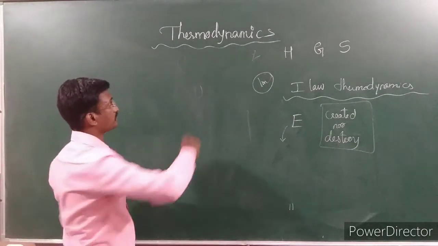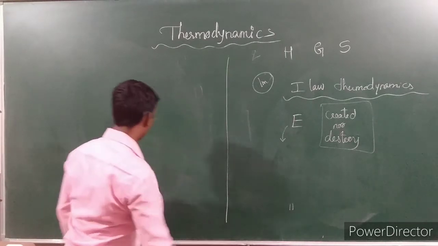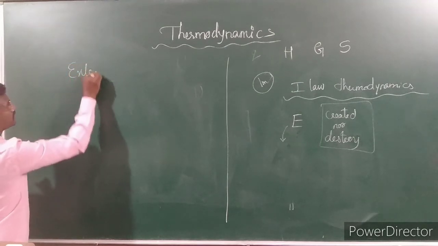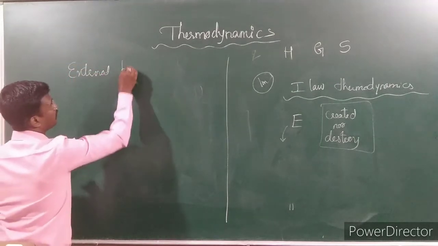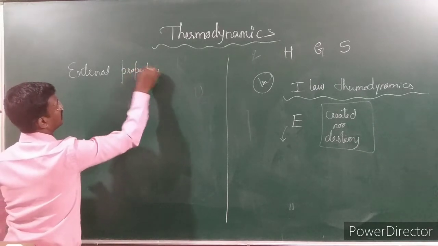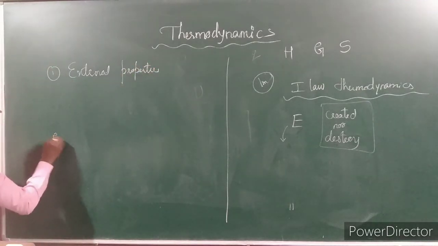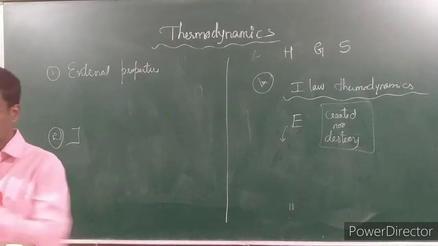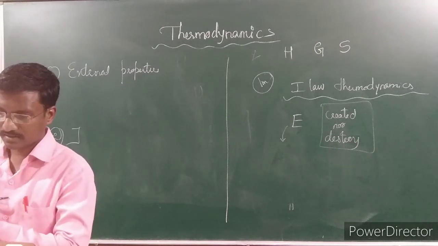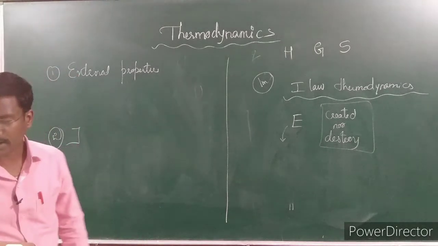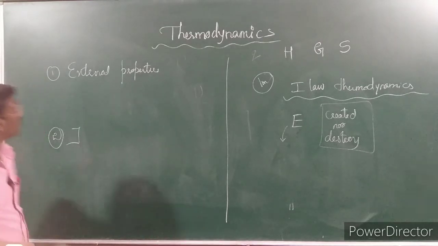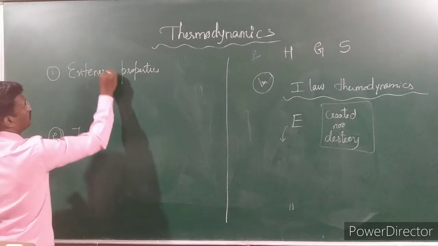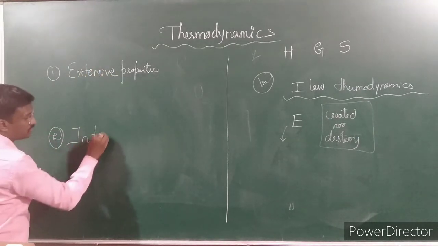So here, there are two kinds of properties. In property, one is external property, another one is internal property. It is also called extensive and intensive properties. Yes, extensive and intensive, not external. It is extensive property and intensive property.